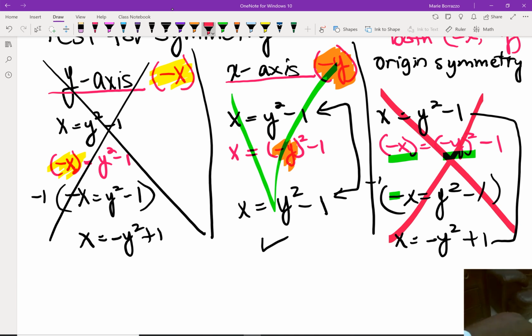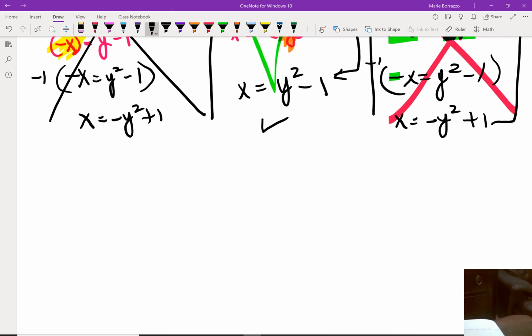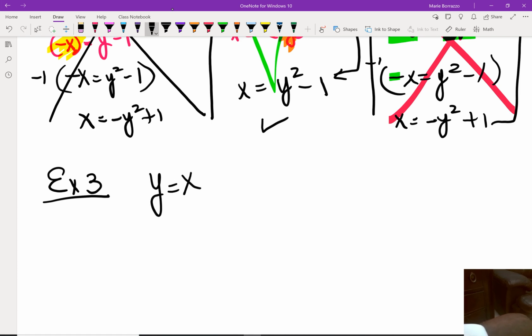Another practice of this would simply be example 3. So I'm just going to go ahead and go to example 3. We're testing for symmetry. The question says, determine whether the graph of y equals x cubed is symmetric with respect to the y-axis, the x-axis, or the origin.